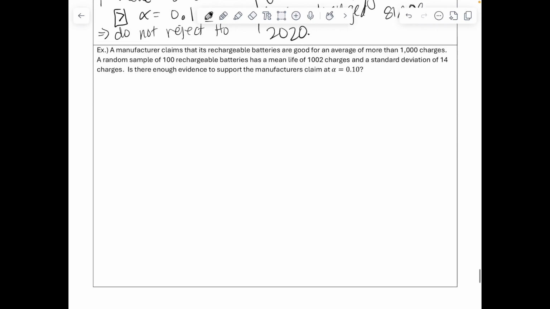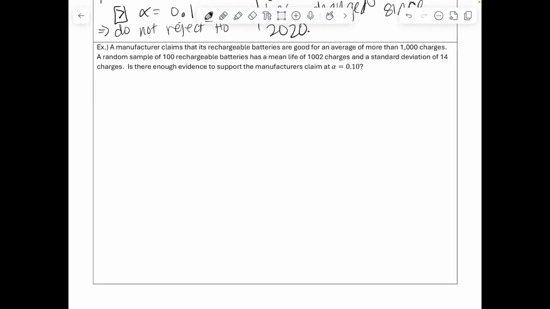So we have another example right below. And the second one says, a manufacturer claims that its rechargeable batteries are good for an average of more than 1,000 charges. A random sample of 100 rechargeable batteries has a mean life of 1,002 charges and a standard deviation of 14 charges. Is there enough evidence to support the manufacturer's claim at the alpha equals 0.10 level of significance?